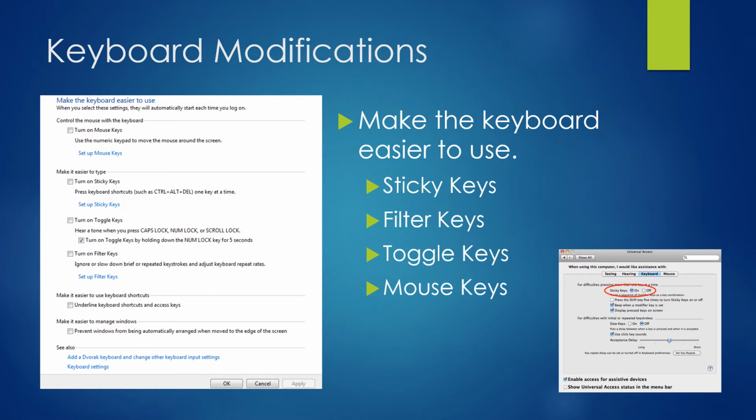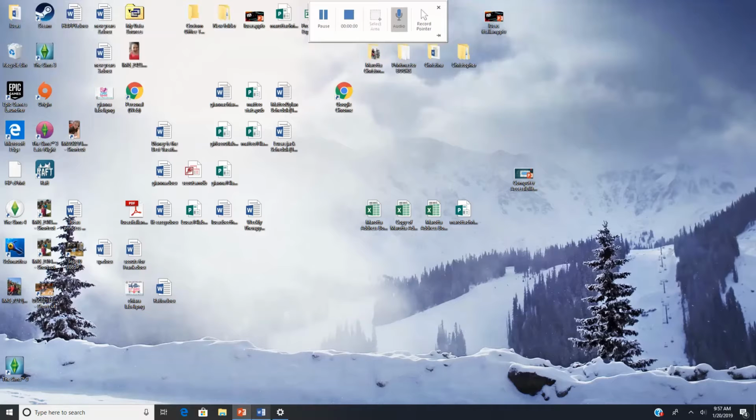Over the next couple of slides, I'll go over a couple of keyboard modifications available in the accessibility features of Windows 10 in ease of access and on a MacBook computer. These include sticky keys, filter keys, toggle keys, and mouse keys. Sticky keys can be turned on by hitting the Shift key 5 times.